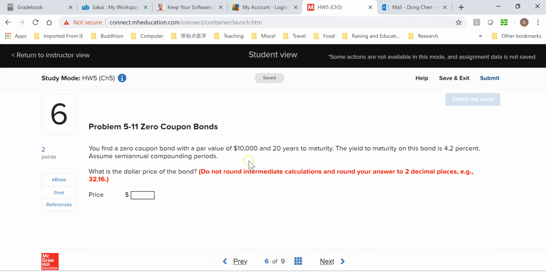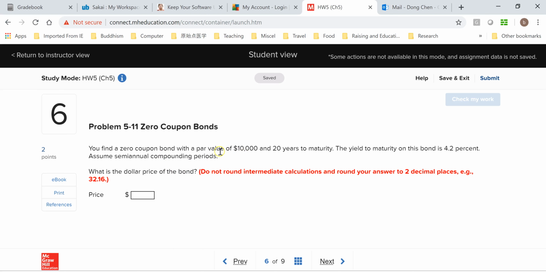This is question number 6 of homework 5. You find a zero coupon bond with a par value of $10,000 and 20 years to maturity. The yield to maturity on this bond is 4.2%. Assume semi-annual compounding periods. So in this case, we have a semi-annual compounding for a zero coupon bond.